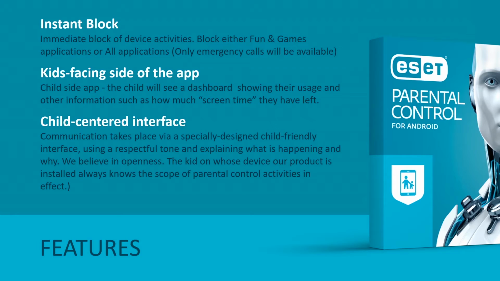Kids facing side of the app. Upon clicking on the Kids facing side app icon, the child will see their current status, how much time is left for playing games, as well as what's being currently monitored on their device and other child-centric information. And lastly, all communication with the child takes place via a specially designed, child-friendly interface, using a respectful tone and explaining what is happening and why. ESET believe in openness with the children on whose devices the product is installed, so that they always know the scope of parental control activities in effect. This is configurable depending on individual child and parent needs.